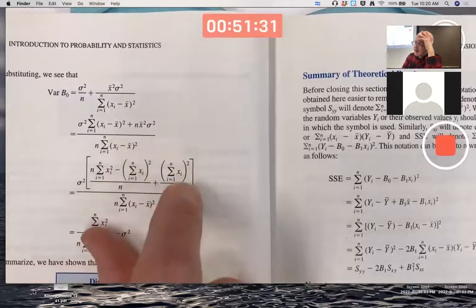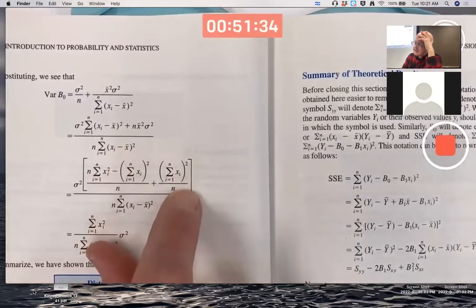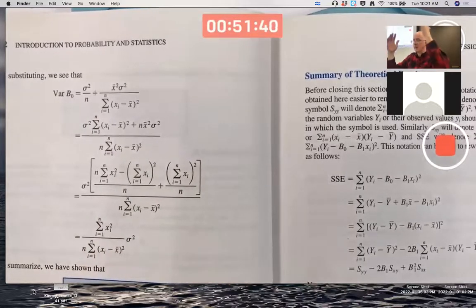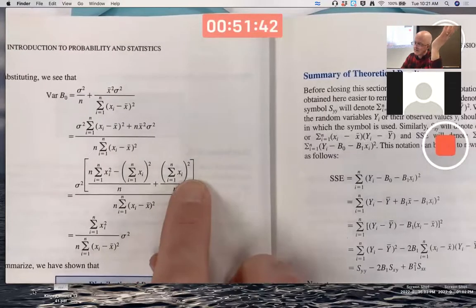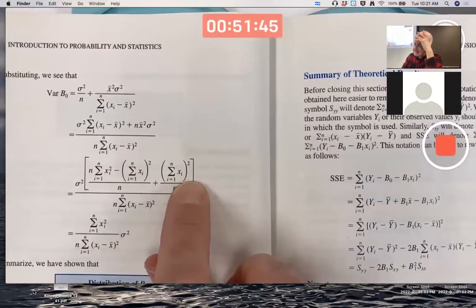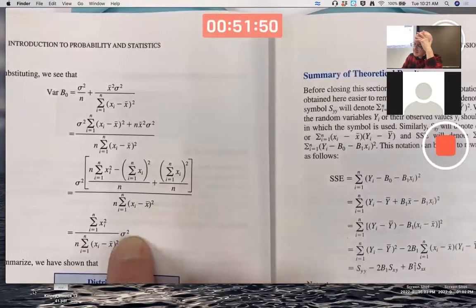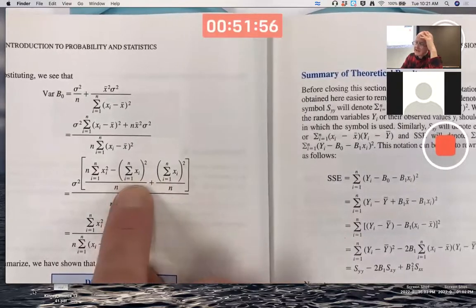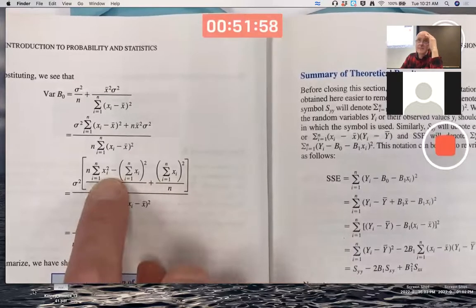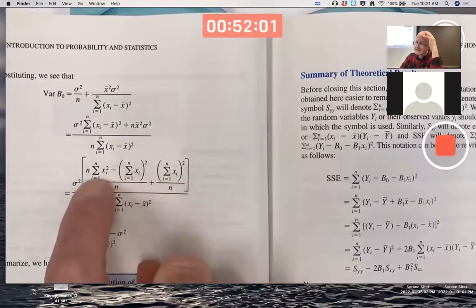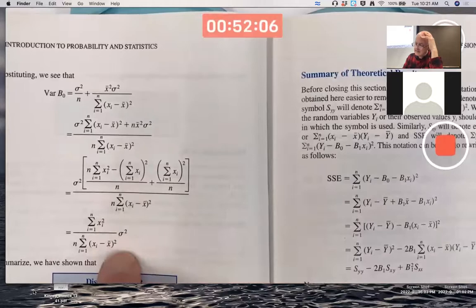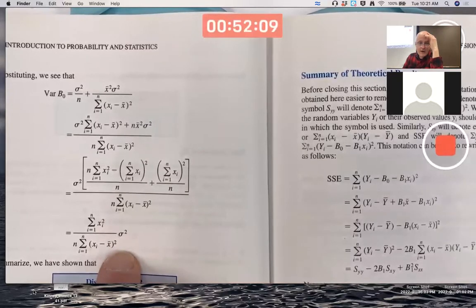And n times x bar squared is this, because x bar squared will be sum of the x's over n quantity squared. One of the n's will cancel, but not the square of the summation of the xi's, still over this. But the sigma squared in front, the summations that are squared cancel because you got a plus sign there and a minus sign there. So what's left is this over n, which is just the sum of the xi squareds. Leave the bottom as is. There we go. That's about as simple as it can be.